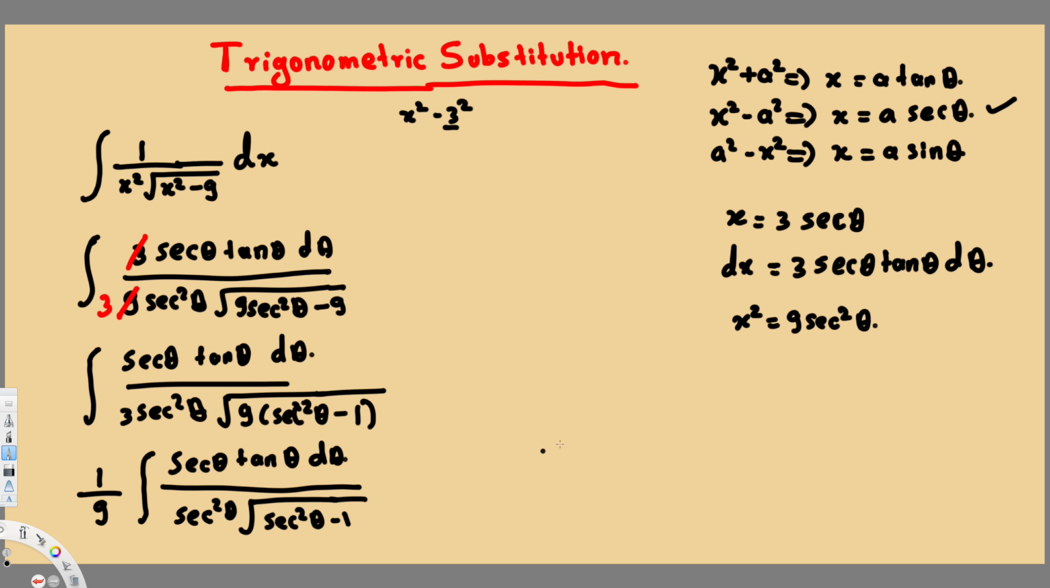To do that, you have to know one more thing, that is this one. 1 plus tan square theta is equivalent to sec square theta, and from this one you can realize that sec square theta minus 1 is equivalent to tan square theta. Here we have sec square theta minus 1, right?